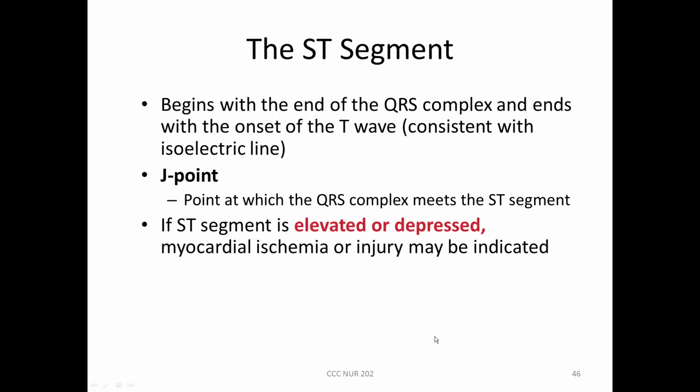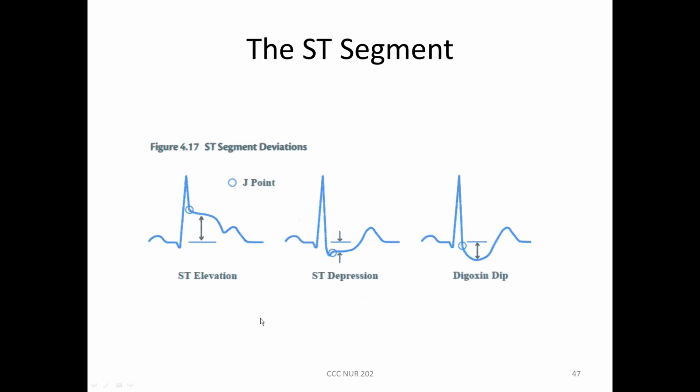If the ST segment is elevated or depressed, it could mean a myocardial infarction or injury, ischemia could be there. So the ST deviations here, this would be an ST elevation because that's QRS, and here's how it's elevated here. Instead of going all the way down, it's way up here. Then there's the ST depression, which goes down further than the baseline. Here's your baseline. And then there's a digoxin dip. This just shows a digoxin dip there.